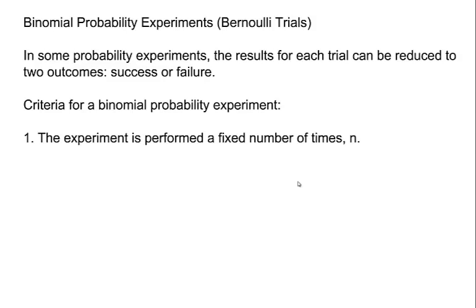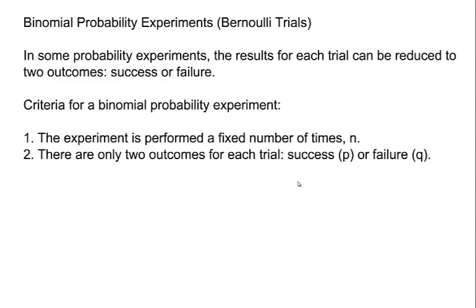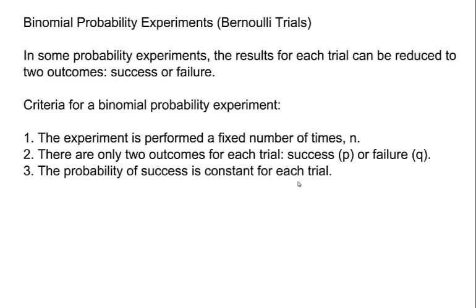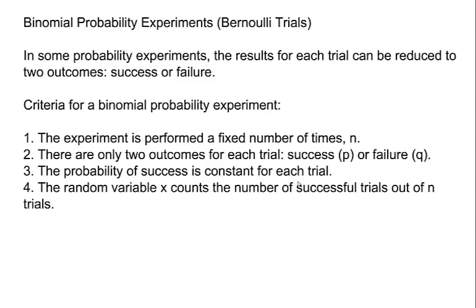The experiment is performed a fixed number of times, n. There are only two outcomes for each trial, success, given by lowercase p, or failure, represented by lowercase q. The probability of success must be constant for each trial. The random variable x counts the number of successful trials out of n trials.